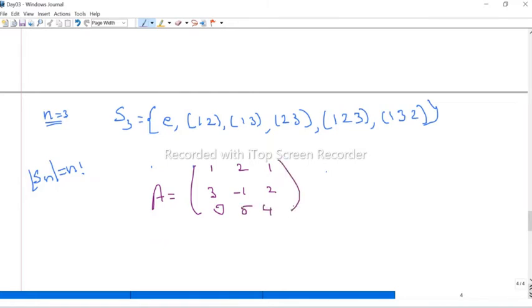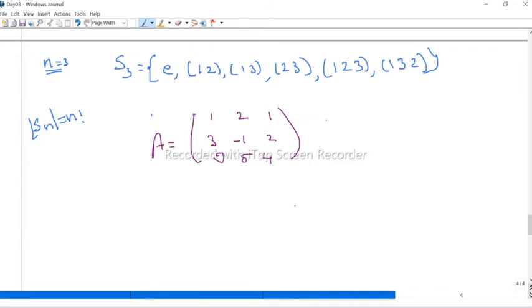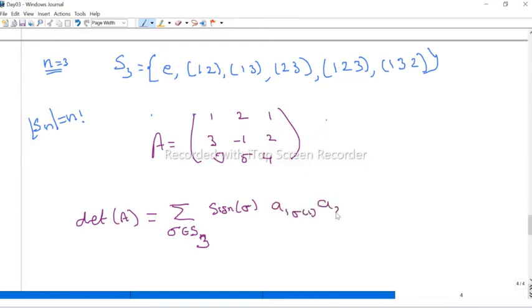So I'm going to find the determinant of this matrix using that formula. Therefore, the determinant of A is, by the formula, the summation over all permutations in Sn, but here Sn is S3, of the sign of the permutation, which I will define, times A1 sigma 1, times A2 sigma 2, and then A3 sigma 3, because in the case n equals 3 we have only 3 factors.